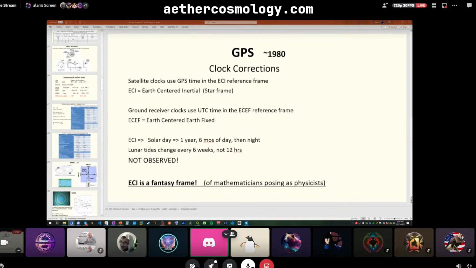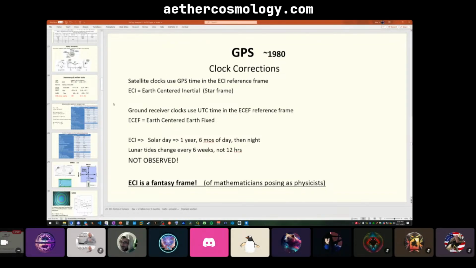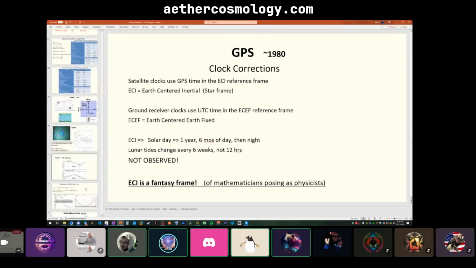Would you want to discuss the dark matter theory? Yeah, absolutely. Do it.